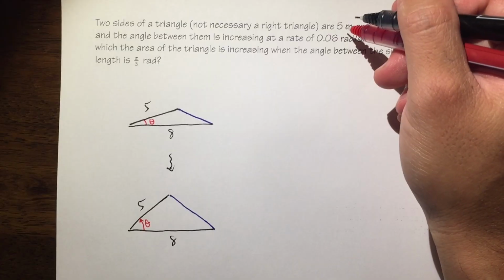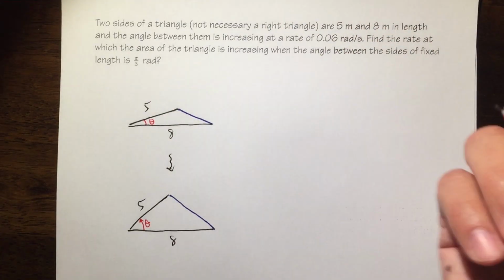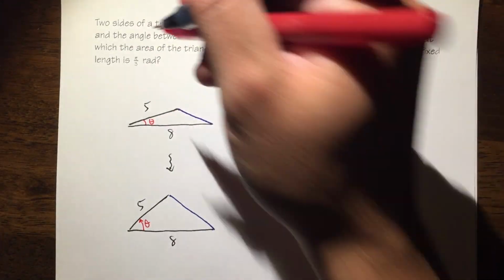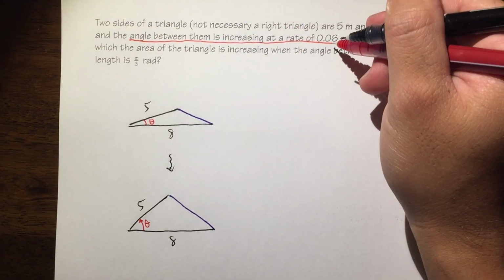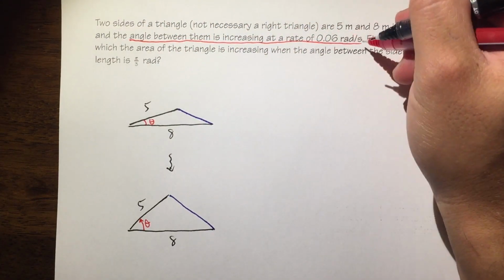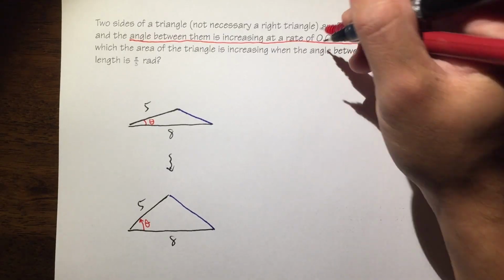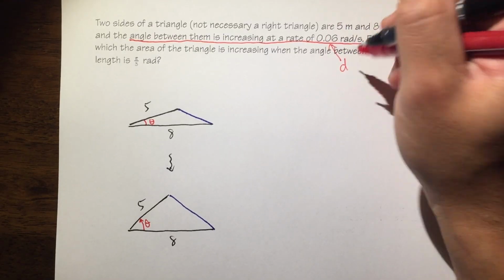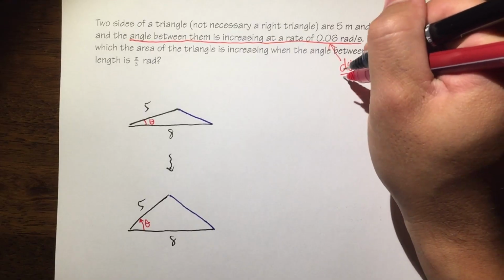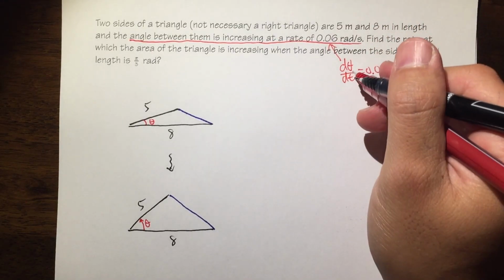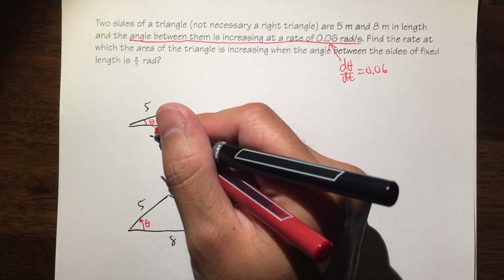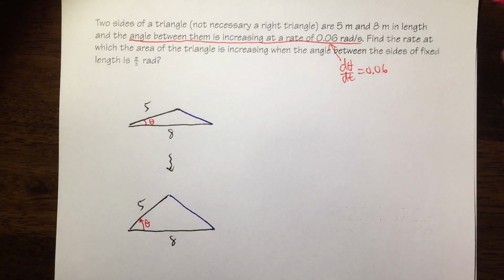It says the 5 and 8 are just constant, so okay, that's good. And the angle between them is increasing at a rate of 0.06 radians per second. This is telling me d theta/dt is 0.06. And because this is changing, that's why I label this as a variable.